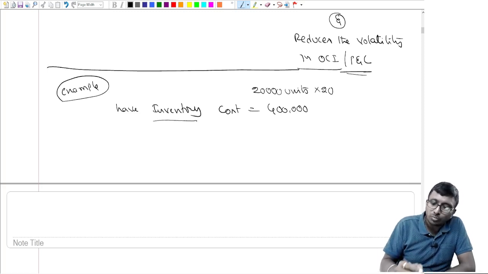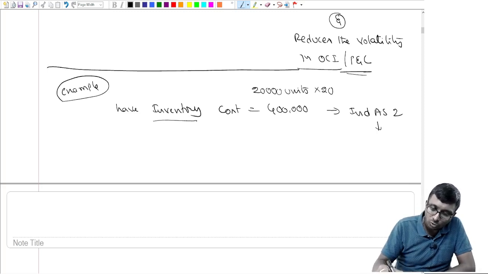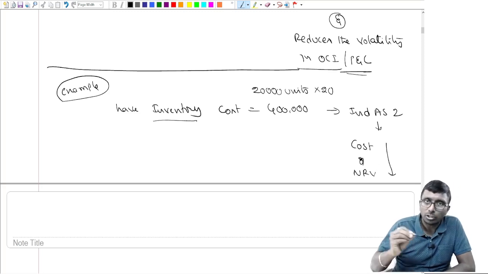See, inventory, how do you measure? We measure it as per Ind AS 2. As per Ind AS 2, we measure it either at cost or NRV, whichever is lower. Only lower, not the higher. If there is a gain, we'll measure it at cost. If NRV is higher, we'll measure it at cost. That is basic, you know.